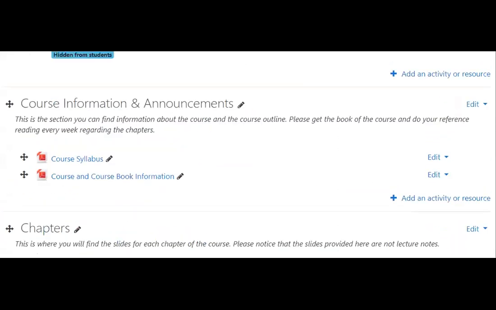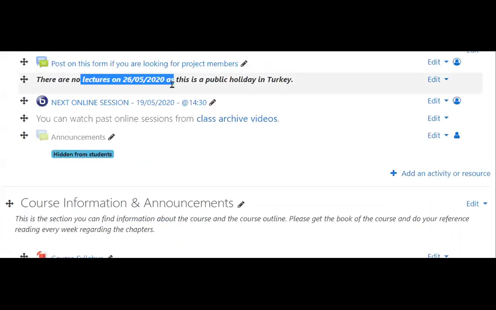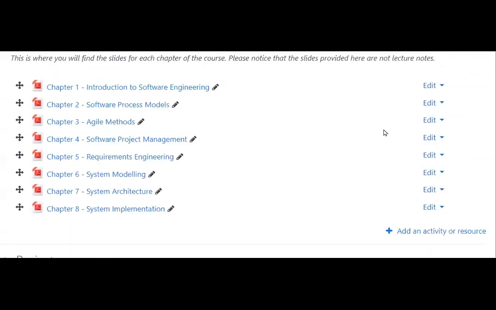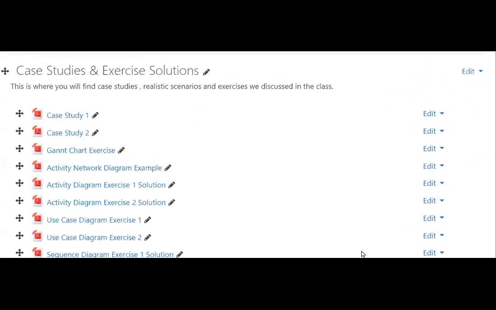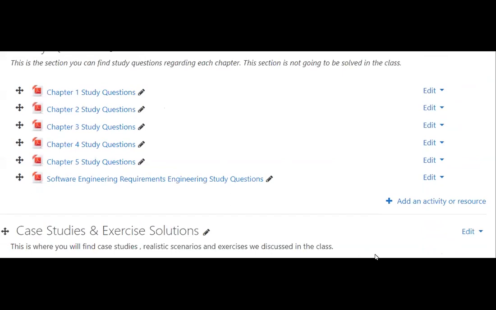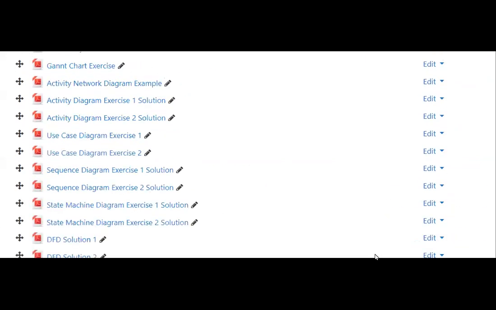Like I said, I put the date in here: we don't have any lecture next week because there's a public holiday in Turkey. The following week, we're going to meet again and discuss our very last topic, which is chapter 8, system implementation. And I'm going to explain the procedure for the final exam even more.